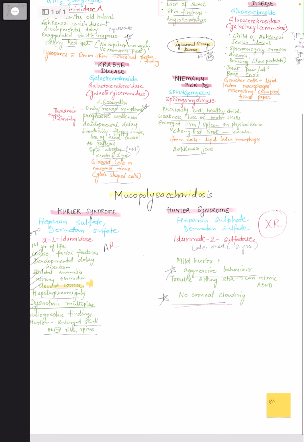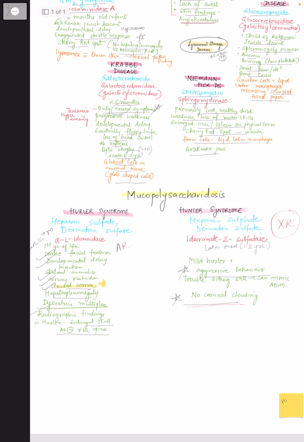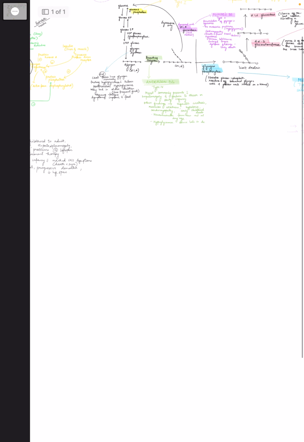So this is one of the most important features which differentiates Hurler and Hunter, in MCQs especially, that in Hurler syndrome there is clouded cornea, while in Hunter syndrome there is no corneal clouding seen. In the next video we'll learn about the glycogen storage.